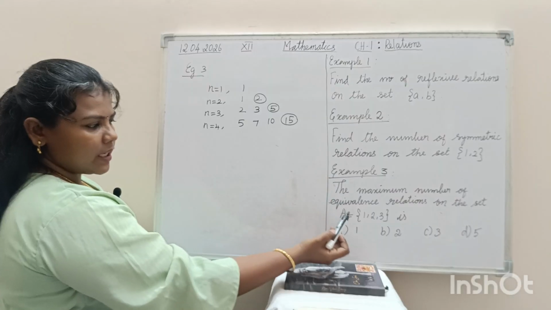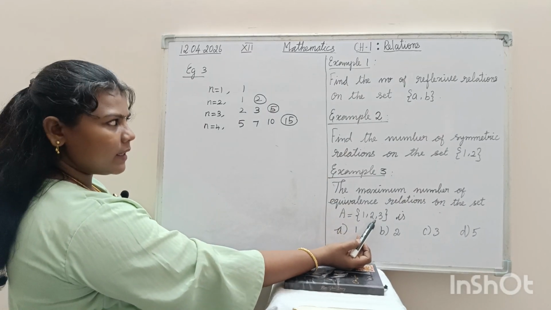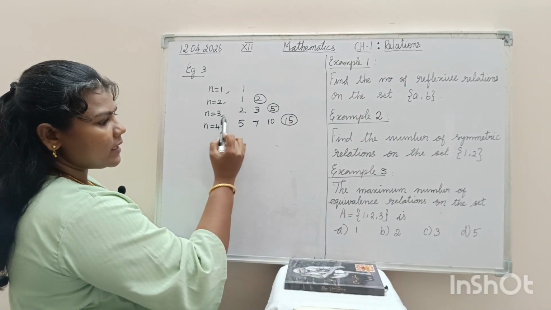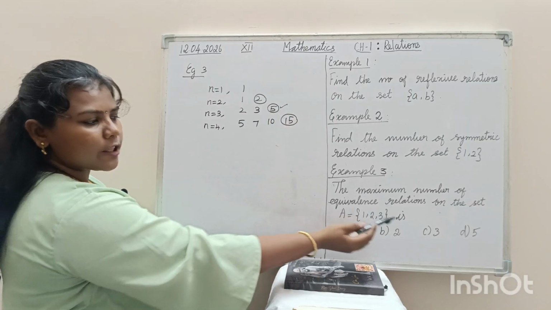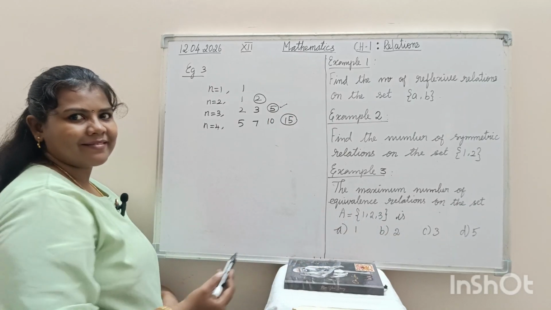Now you see the question. How many elements are there? There are 3 elements. When n is equal to 3, the maximum number of equivalence relations on the set is 5. The correct option is 5.